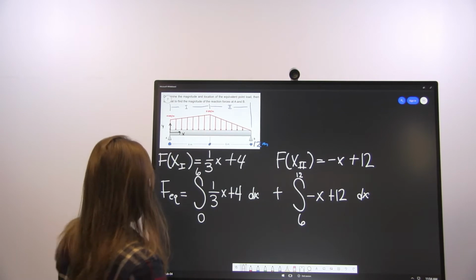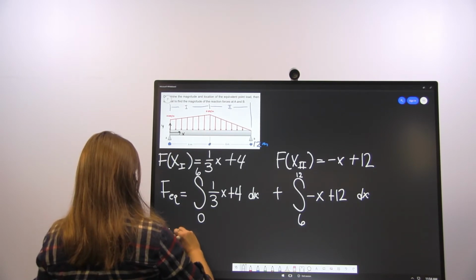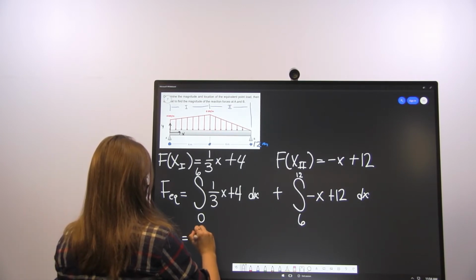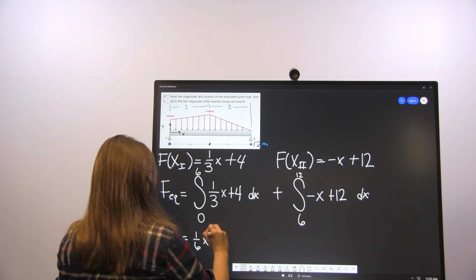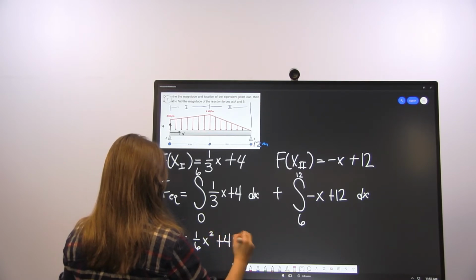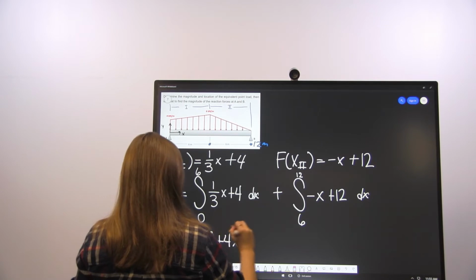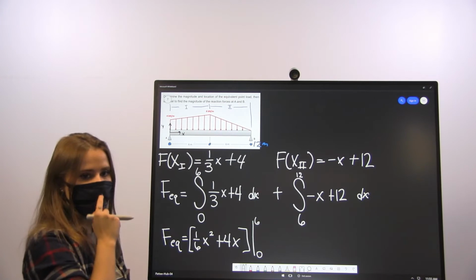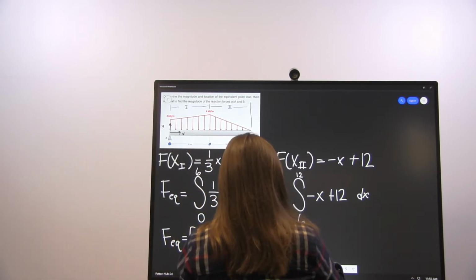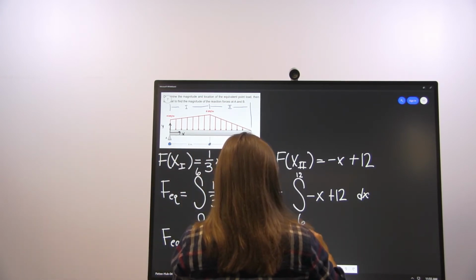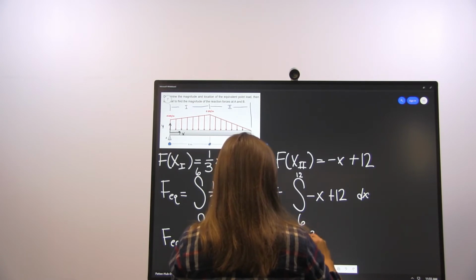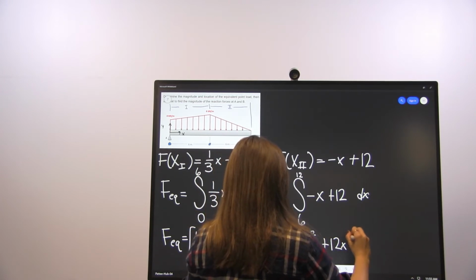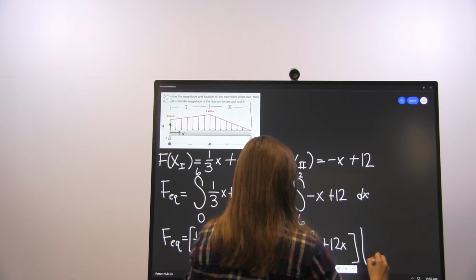Okay, and then from here, this is just taking the integrals. This is pretty much straight calculus. This is going to be 1/6 x squared plus 4x from 0 to 6. And for our next term, we're adding -x squared divided by 2 plus 12x, and this is from 6 to 12.